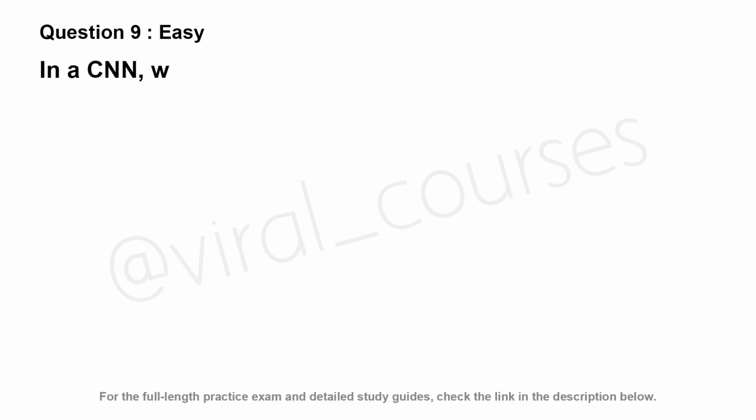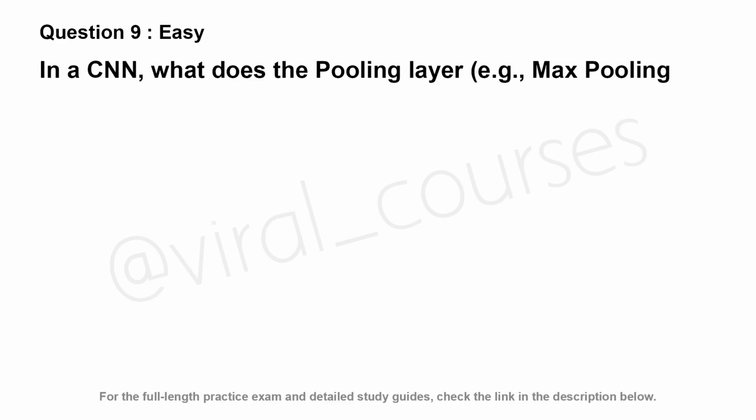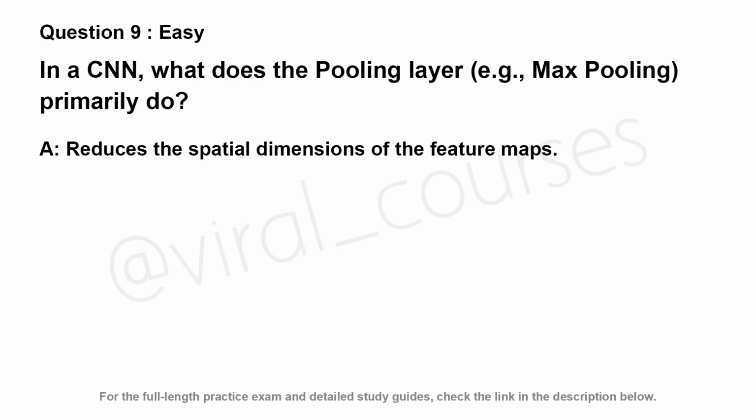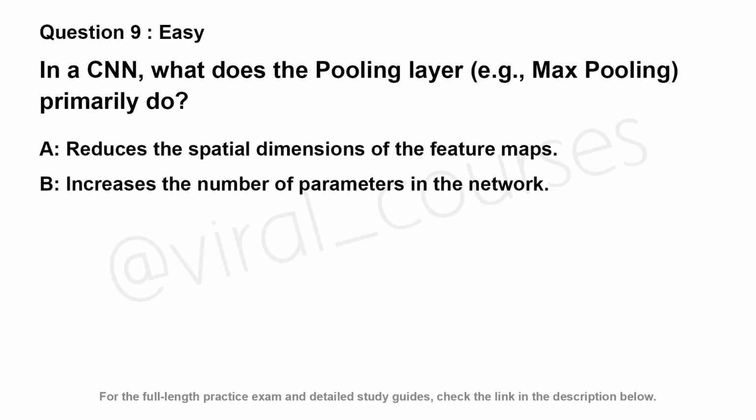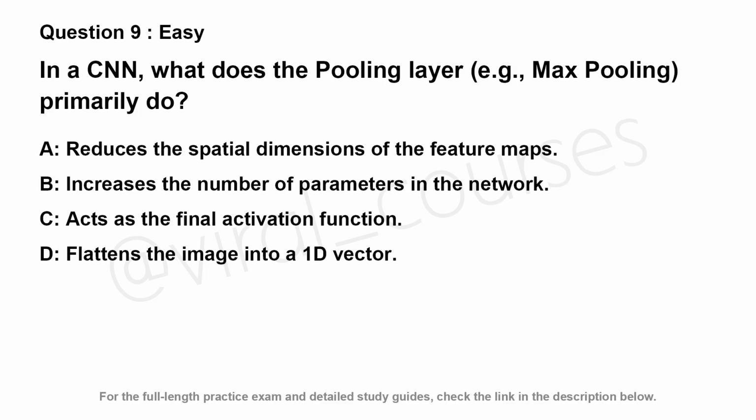In a CNN, what does the pooling layer, e.g., max pooling, primarily do? Option A. Reduces the spatial dimensions of the feature maps. Option B. Increases the number of parameters in the network. Option C. Acts as the final activation function. Option D. Flattens the image into a 1D vector.